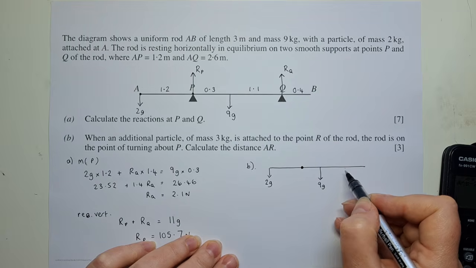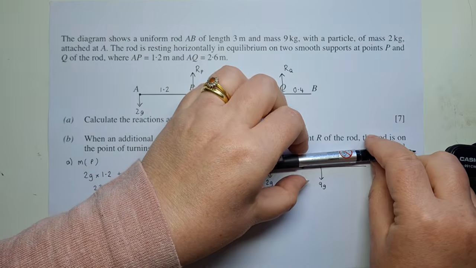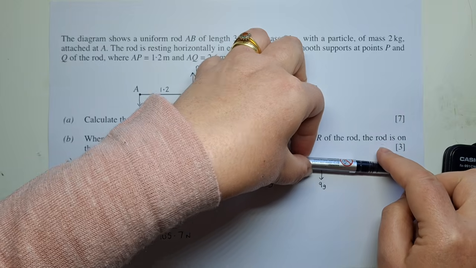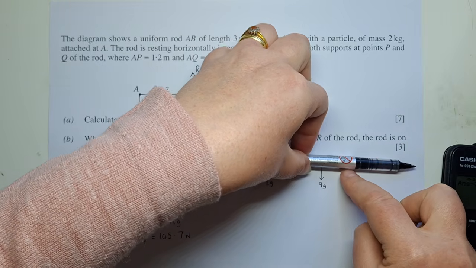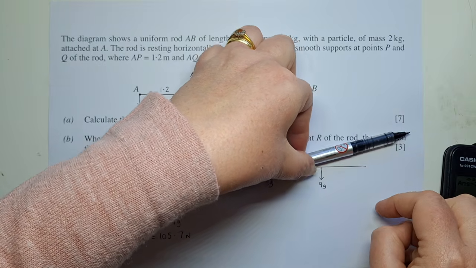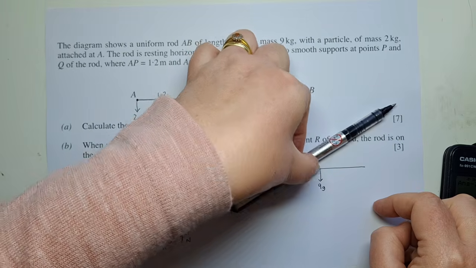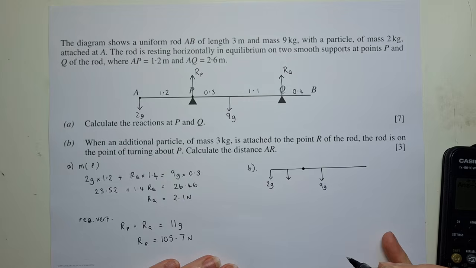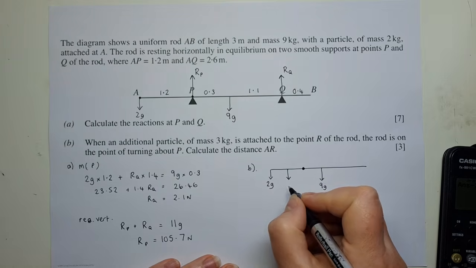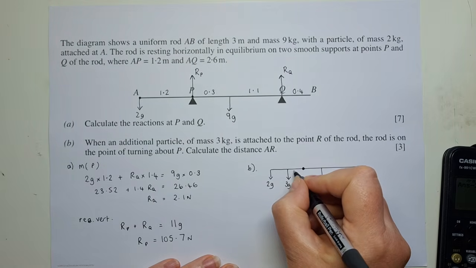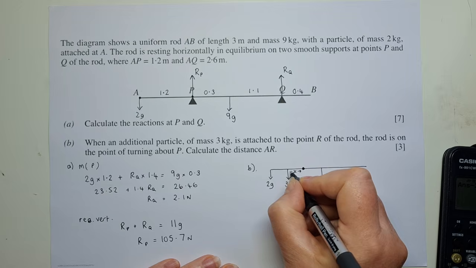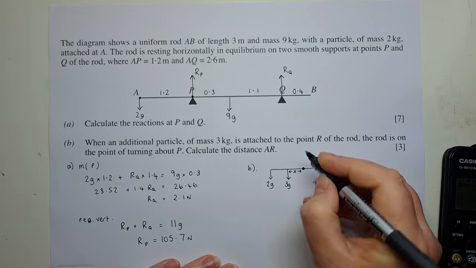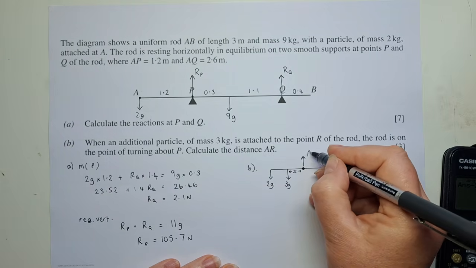Okay, there is a support here at Q. If we're going to tip about P, it's not going to move that way because the support at Q is going to get in the way, so it must be tipping this way instead. Which means that the additional mass must be somewhere on this side where I'm putting an arrow there. So I'll say that's 3G and I'll just call that distance X to the pivot.